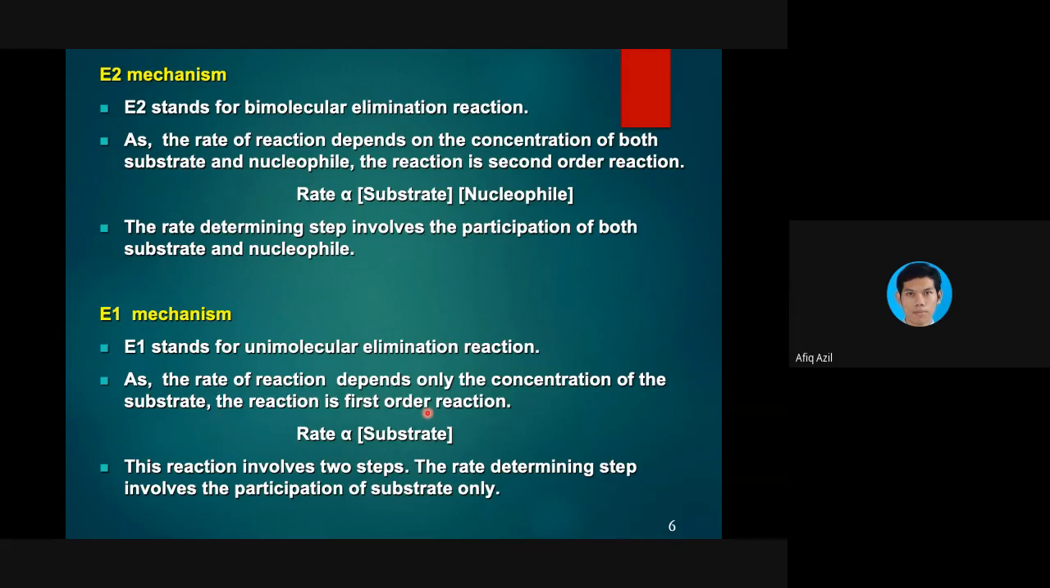So go back and refer to the notes on SN1 and SN2. You notice that the rate of the reaction is similar. E2 is the same as SN2, while E1 is the same as SN1. The E2 mechanism happens in a single step, while E1 happens in two steps. First, there must be the formation of a carbocation, and then only the nucleophile can come in and react with the substrate, which is basically similar to SN1.